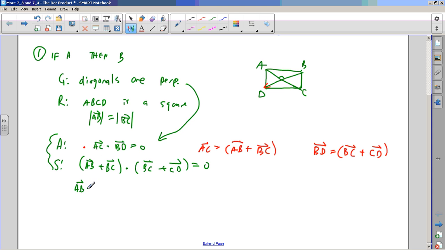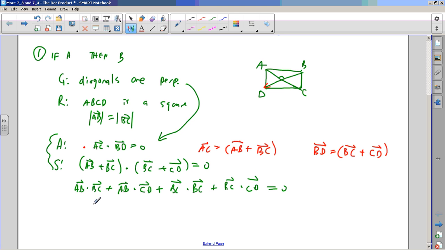dot BC plus AB dot CD plus BC dot BC plus BC dot CD. And that's equal to 0 because we knew the diagonals were perpendicular.